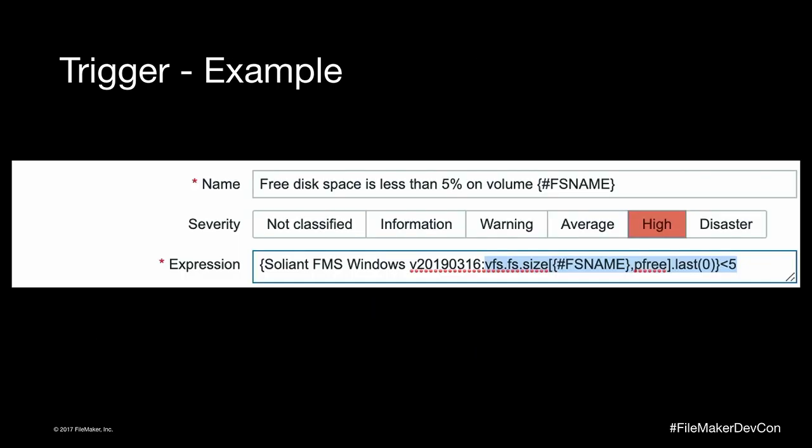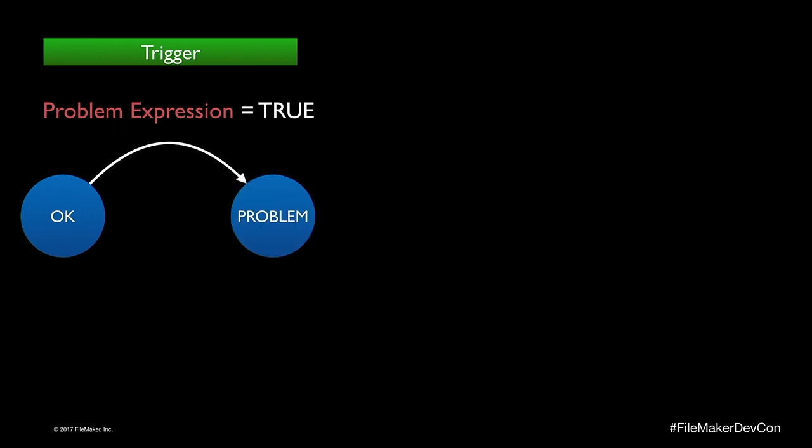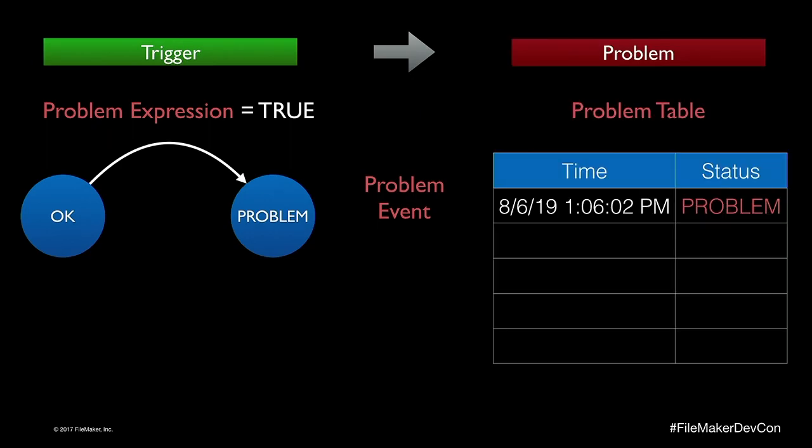In the trigger configuration screen, we can see that we've given our trigger a name, we've assigned it a severity, and we've specified a problem expression. Let's do a visual walkthrough to see how all this works. We have our trigger, and it starts out in the OK status. It's based on an item that we're collecting, and a new value is collected, which causes the problem expression to recalculate. This time it comes back as true, which means we now have a problem. So the status is switched to the problem state, and as part of that action, a problem event is generated, which in turn causes a record to be created in the problem table.